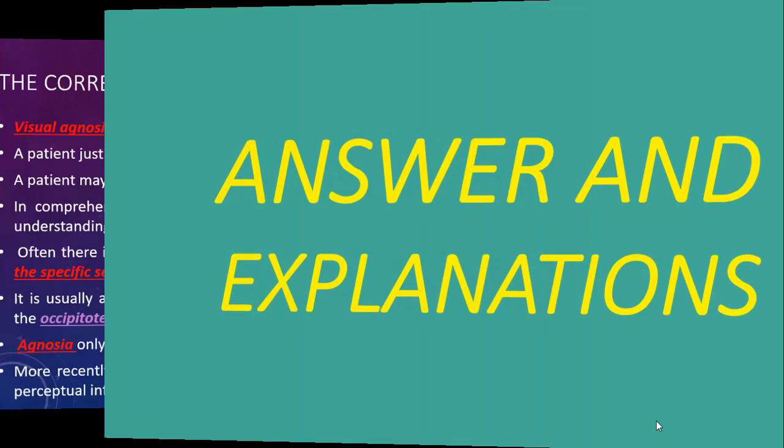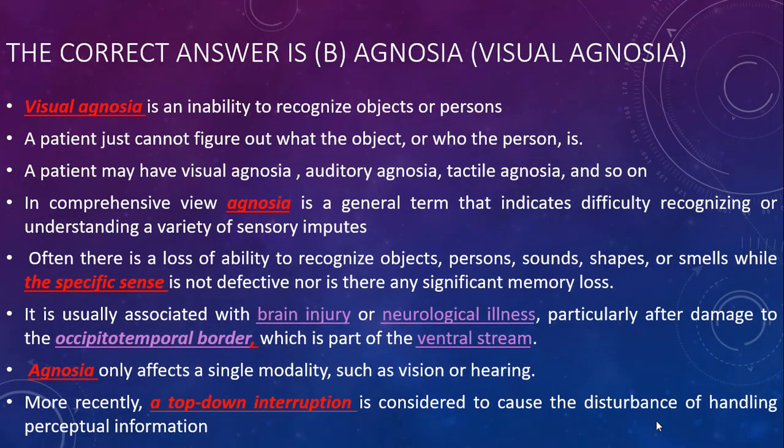Answer and explanations. The correct answer is B, agnosia, i.e. visual agnosia. Visual agnosia is an inability to recognize objects or persons. A patient just cannot figure out what the object or who the person is. And this is the main problem. The patient may have visual agnosia, auditory agnosia, tactile agnosia, and so on. So, in comprehensive view, agnosia is a general term that indicates difficulty recognizing or understanding a variety of sensory inputs.